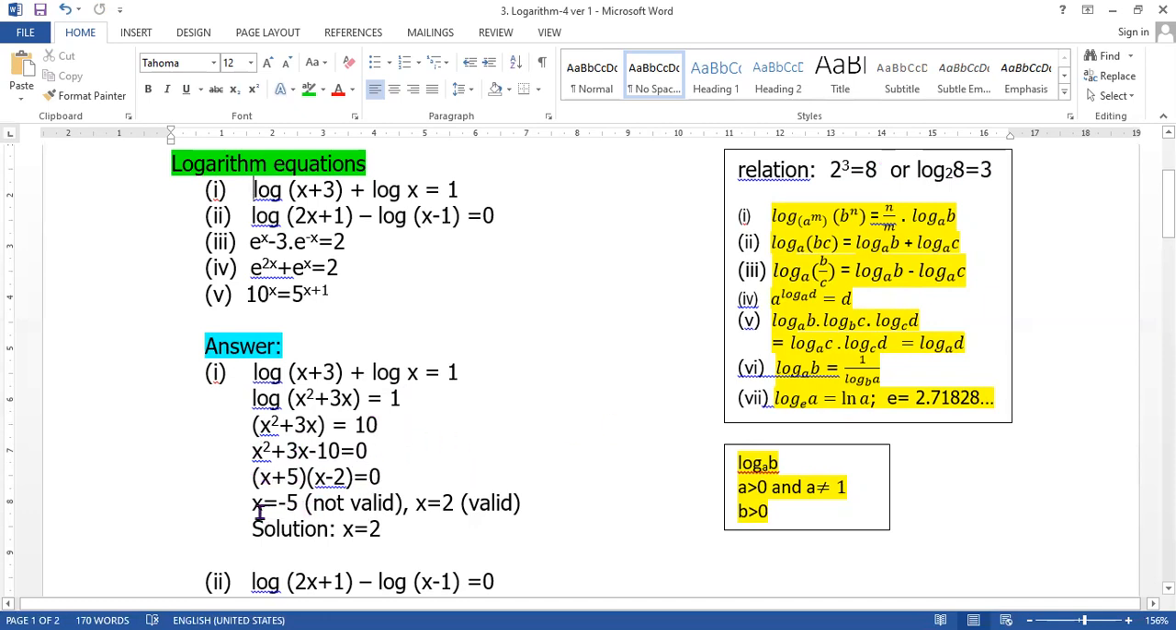we get the solutions x equals minus 5 and x equals 2. And then we substitute minus 5 and 2 to our initial equation. It means that we substitute into x plus 3 and x. Okay, this is minus 5. Minus 5 plus 3 is minus 2.